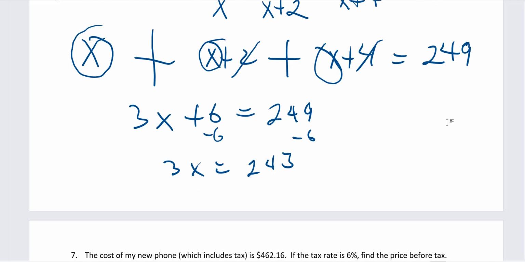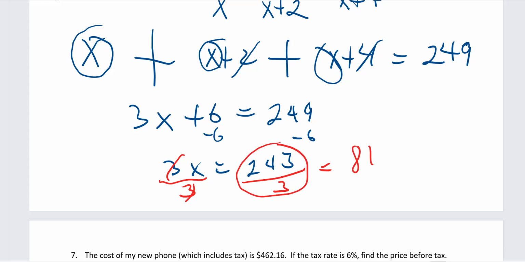As I mentioned before, for something that looks like this, we're trying to get the x by itself, so ignore that for the moment. Since we're trying to get the x by itself, focus on this side. How do we get the x by itself? By dividing away the 3. Well, if we divide that side by 3, we divide that side by 3. And if we do the math here, 243 divided by 3 is 81. And that is kind of the answer.